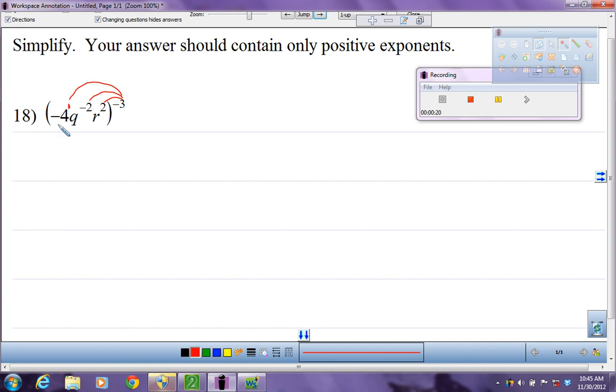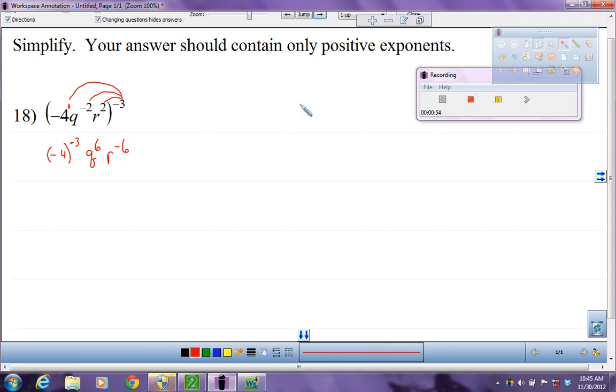But everything is being multiplied, so we're okay. What I've got to do is take that negative 4 with the negative and put it in parentheses, and then 1 times negative 3 becomes negative 3. So all of this negative 4 is affected by a negative 3 power. The Q, it's negative 2 times negative 3, that gives me positive 6. The R has a positive 2 times negative 3, which is negative 6.